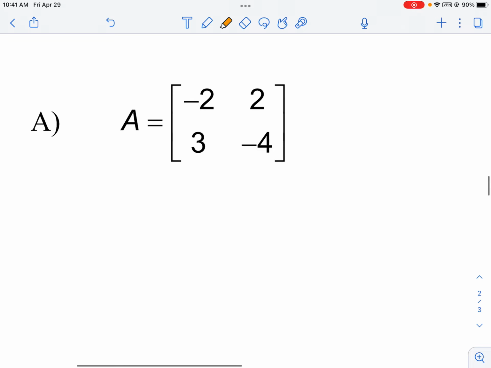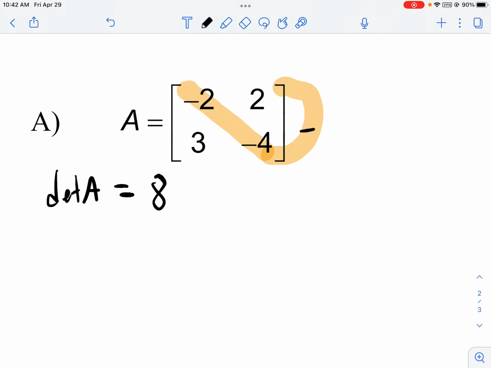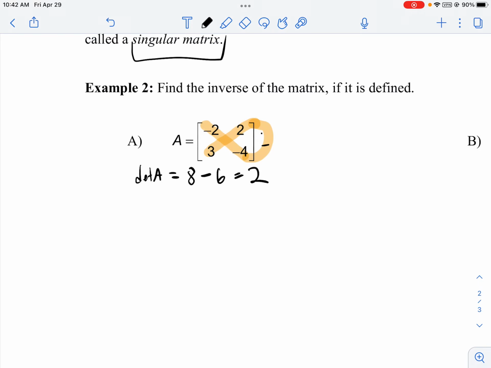Okay, so you do the first diagonal multiplied together. So -2 times -4, which is 8. So the determinant of matrix A is 8. Subtract the other diagonal of the two numbers, so subtract 2 times 3, which is 6. So 8 minus 6, 2. Okay, so the determinant is 2.